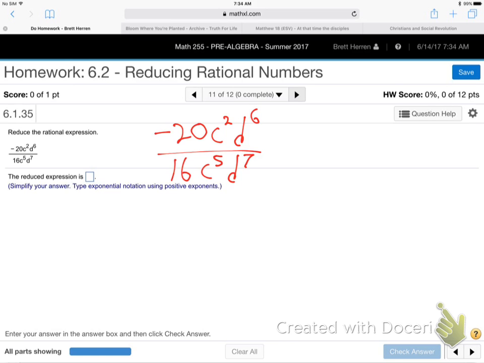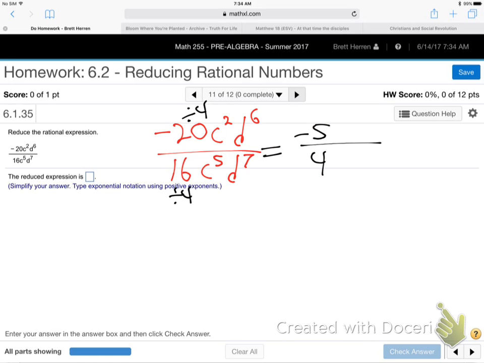So what do we do with the 20 and the 16? What goes into 20 and into 16? 4, right? So you just divide by 4 and divide by 4. So that'll be minus 5 over 4. Divide top and bottom by 4 like that.